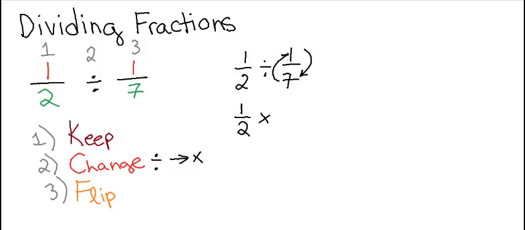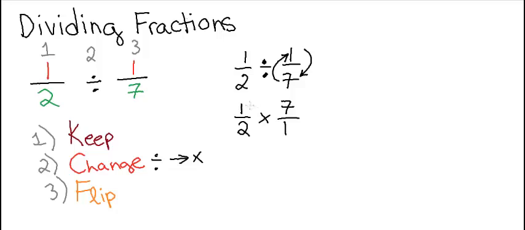Now remember before when I taught you how to take the reciprocal? This is the same thing. All we're doing is taking the reciprocal of the second number. So instead of 1/7, we now get 7/1. We've now changed our question from a division of fractions to a multiplication of fractions.